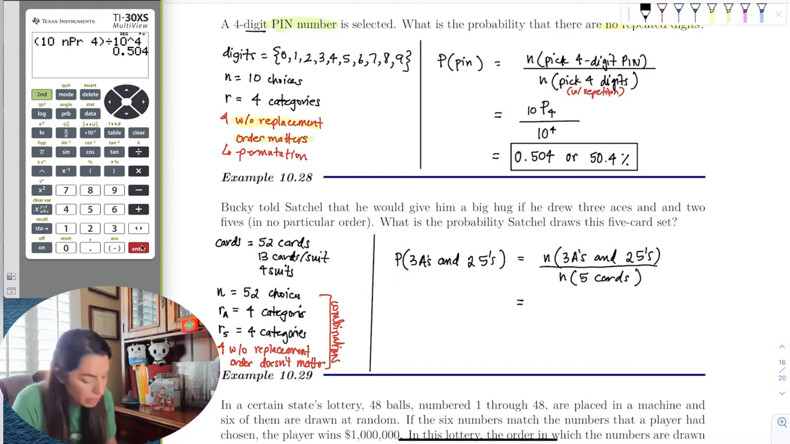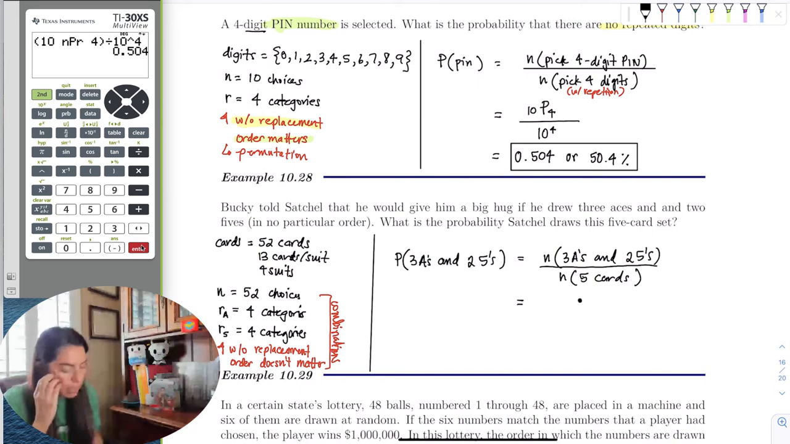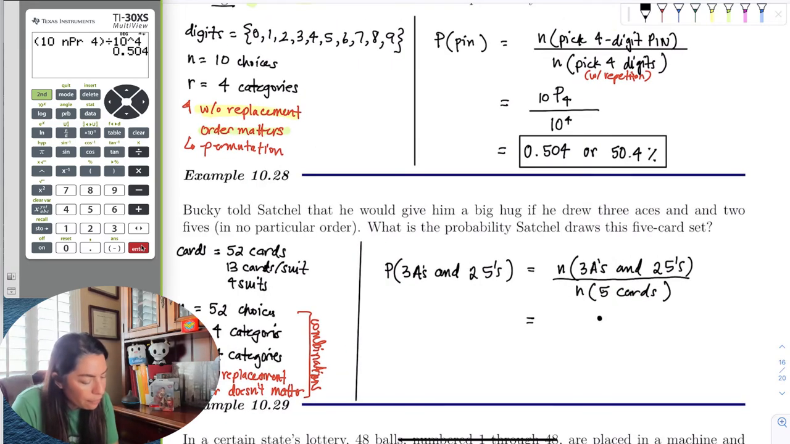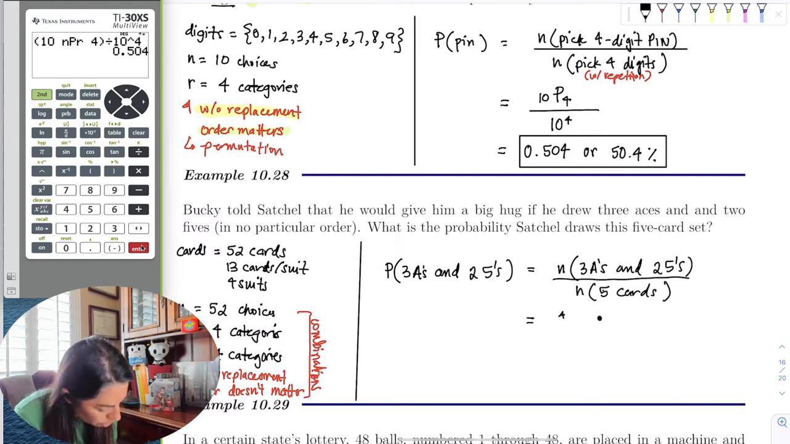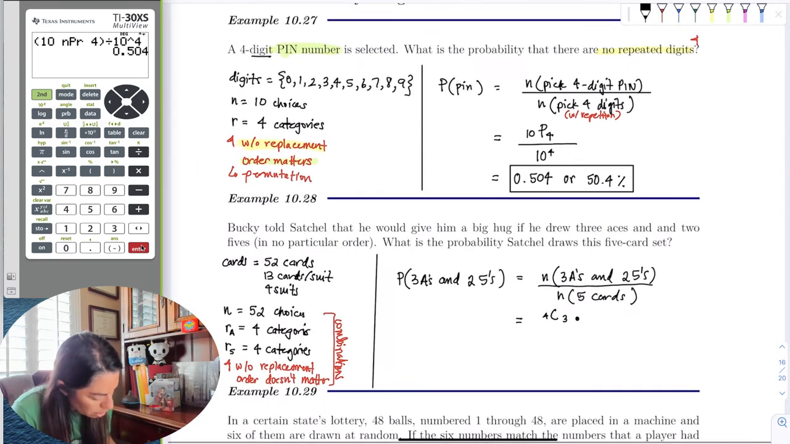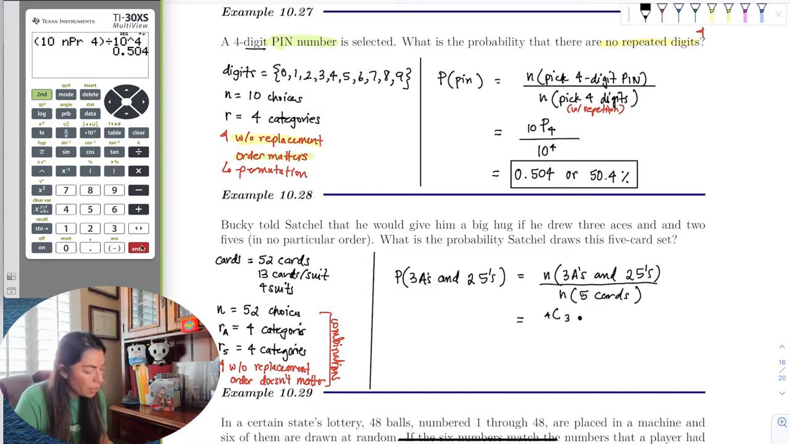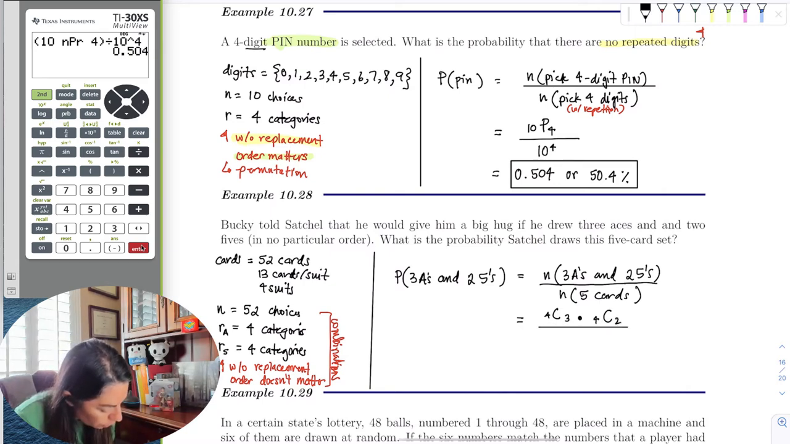So "and" means multiply. So we're going to be multiplying 2 things. And if I select aces, I'm not going to choose a 5, right? Numbered cards are different. So 3 aces. Well, how many ways can I pick 3 aces? Well, I have 4 aces and I'm choosing 3. So 4 choose 3. And the fives, right? I have 4 fives, but I'm only choosing 2 of them. All over, how many ways can I pick 5 cards? Well, I have 52 cards in the deck, so I'm going to have 52 choose 5.